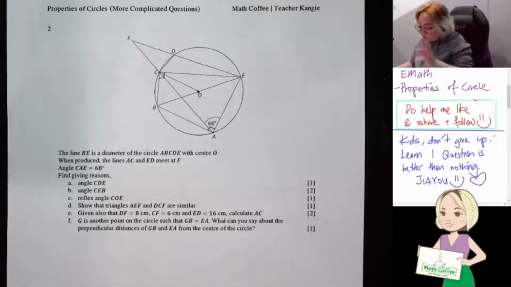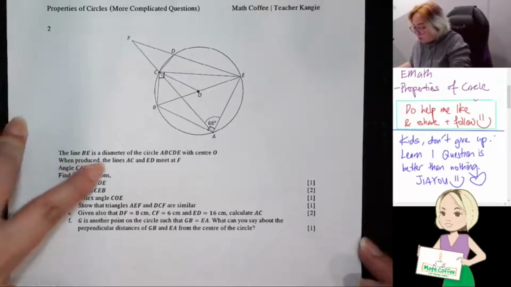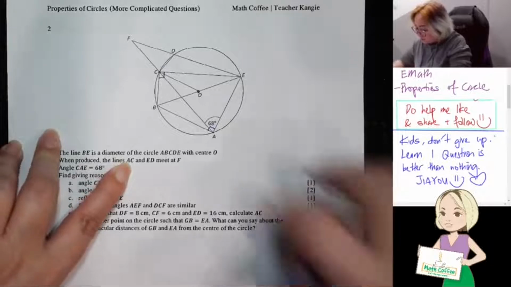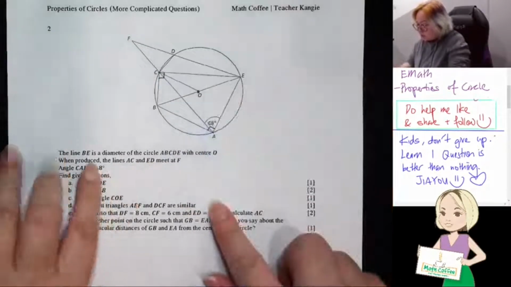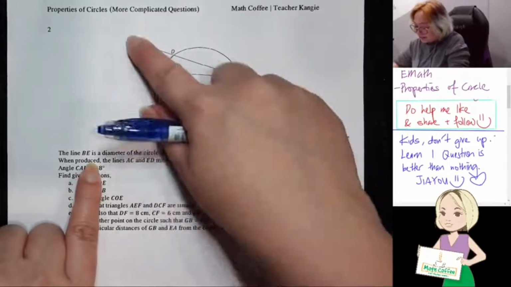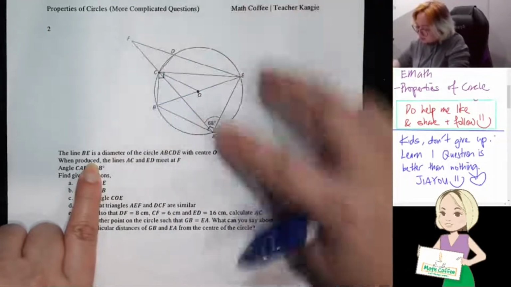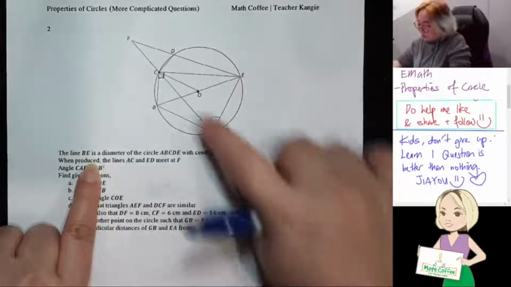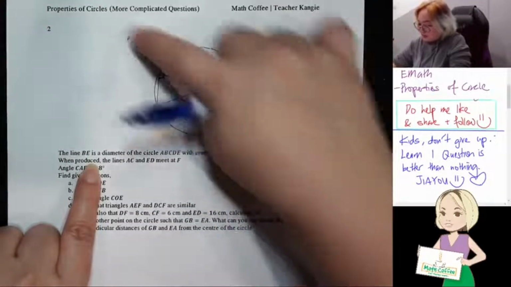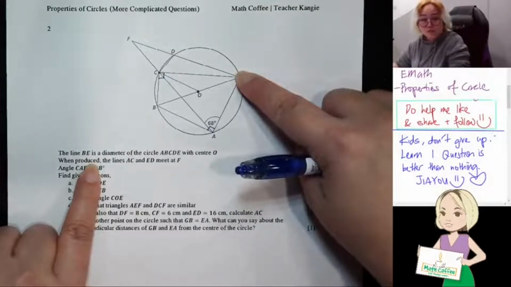Okay, now next, let's continue. They say when produced, the line AC and ED meets at F. So produce simply means that the line is extended. So they are saying that these two lines are extended and they meet at F, that's all. And in other words, they are trying to tell you this line is a straight line, this line is a straight line, that's all. Okay?